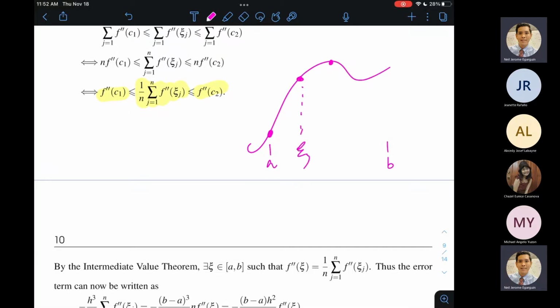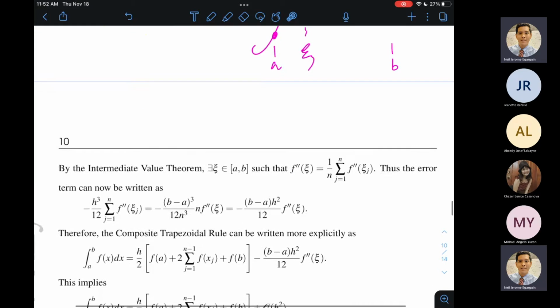Right? So for every number between the lowest and the highest function value on the closed interval AB, you will get an element of the interval, say C, whose function value is equal to the intermediate value, provided that the function is continuous. And so f double prime is continuous. 1 over n times the summation of f double prime of the c sub j's are between the lowest and the largest function values. So therefore, there will exist an element c of the closed interval AB whose function value under f double prime is equal to this guy.